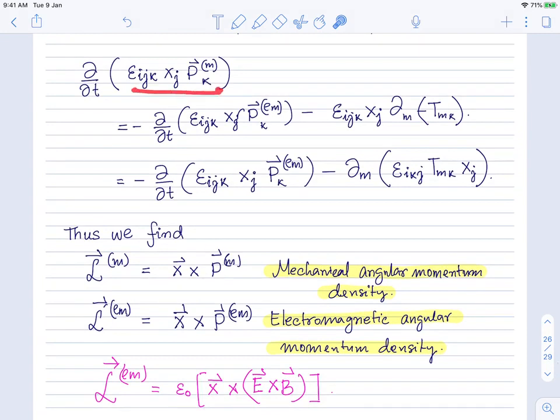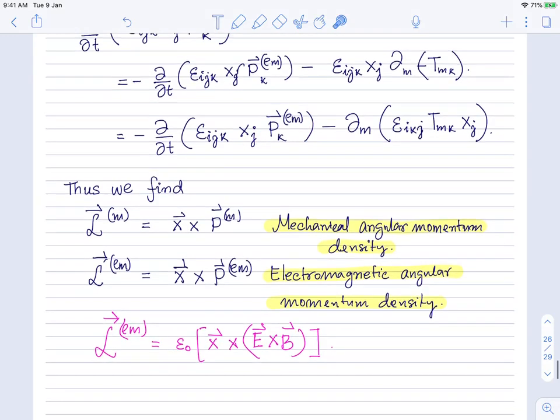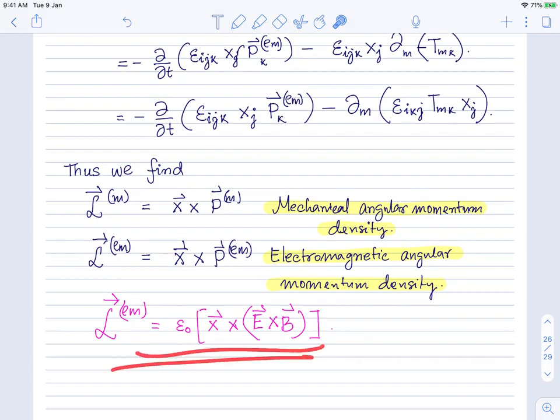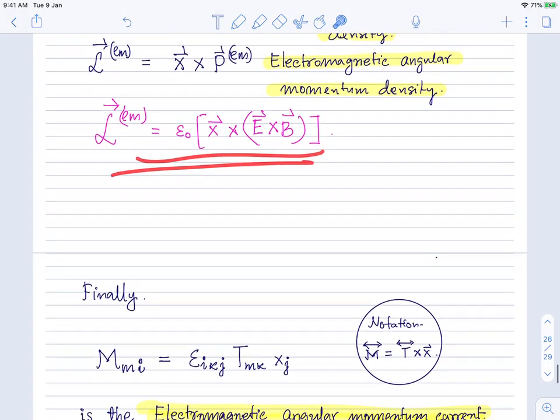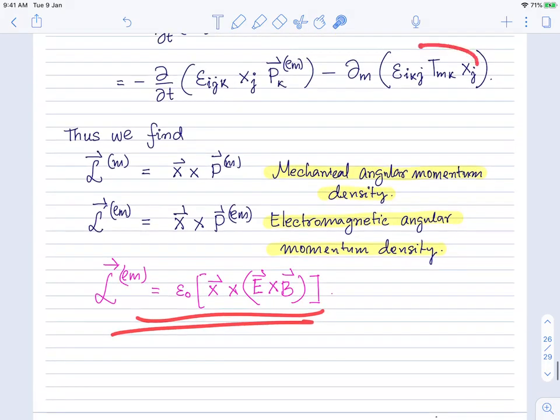This is like the mechanical angular momentum density. This one is the linear momentum density of the electromagnetic wave. Then this x cross that is the angular momentum density of the electromagnetic wave. This one here. And finally this term here, which is t cross x in some sense.